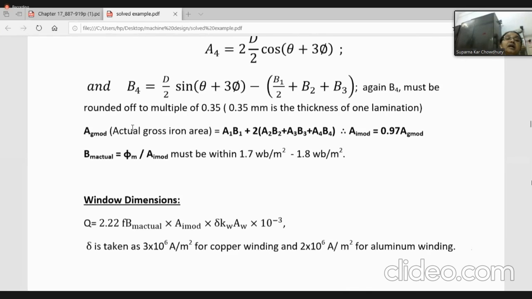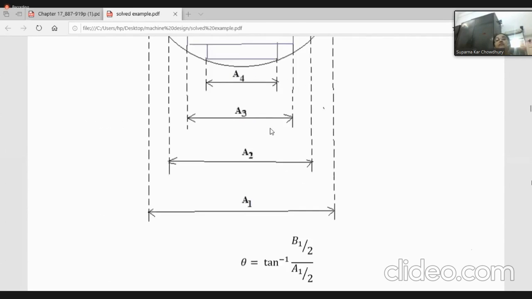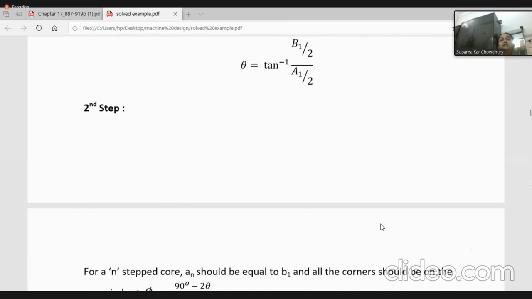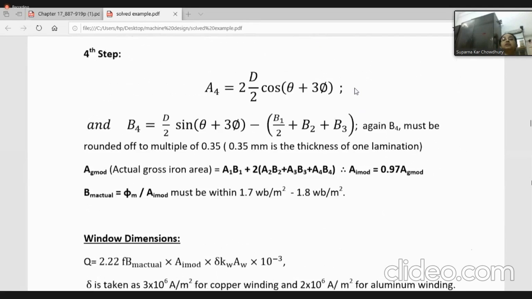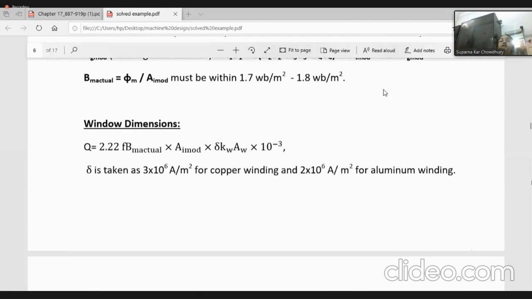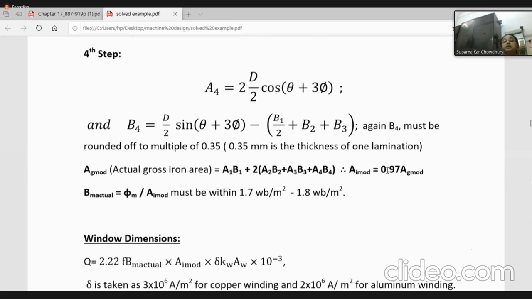The actual gross iron area will be A1 into B1 plus A2 into B2 plus A3 into B3 plus A4 into B4, into 2 on both sides. So that is the total actual gross iron area. So AI modified, we started with a value of AI, but now AI modified will be the stacking factor into the actual gross iron area.